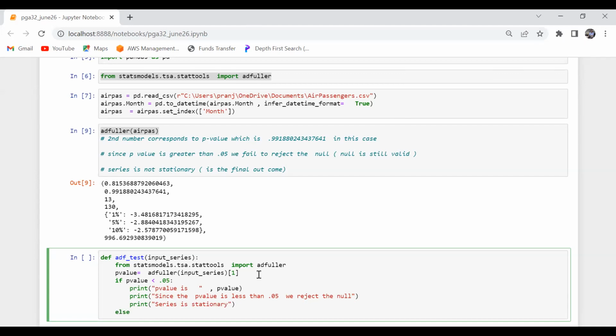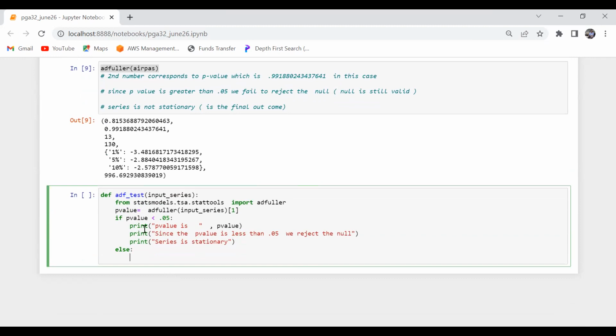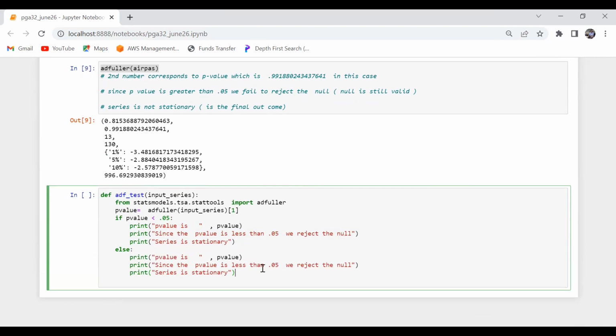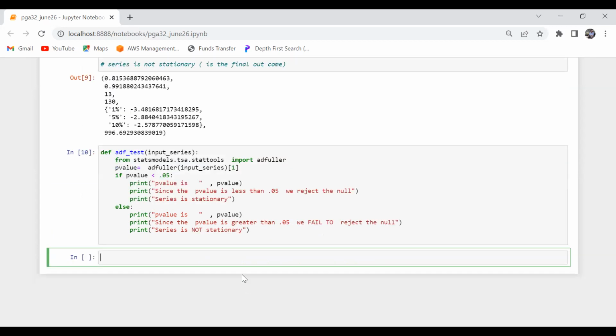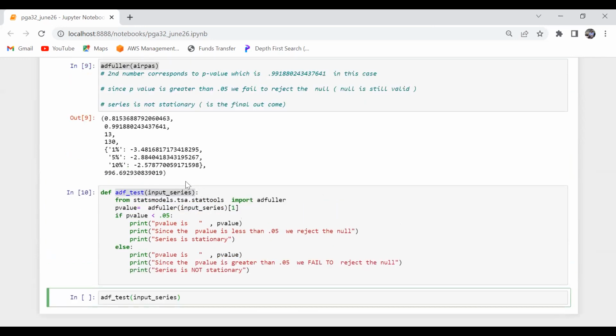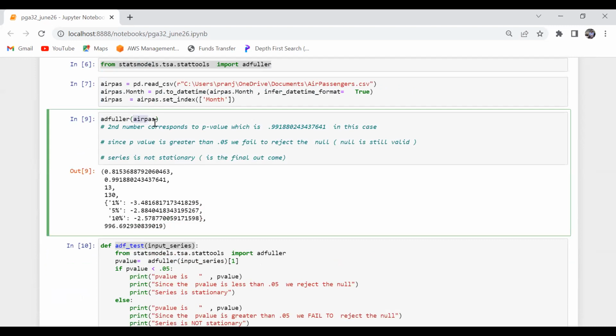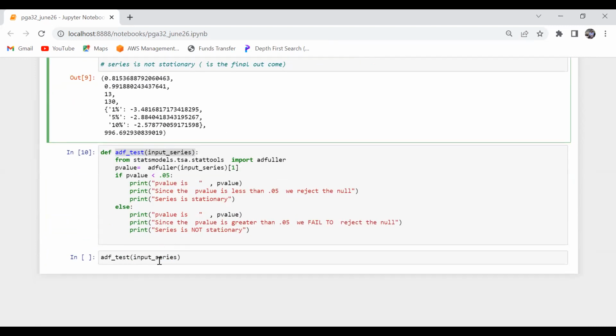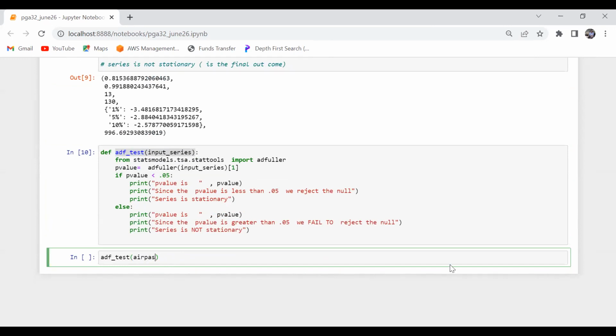Else, what we can do is copy those 3 lines. P value is greater than 0.05, we fail to reject the null. Series is not stationary. Let's do one thing. Let's invoke this function, and in input let's pass this passenger, and let's see whether it gives us proper output or not.